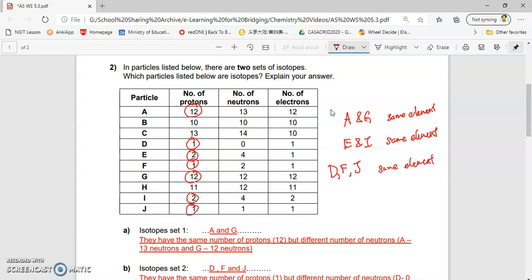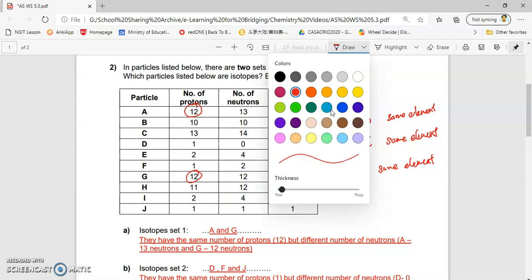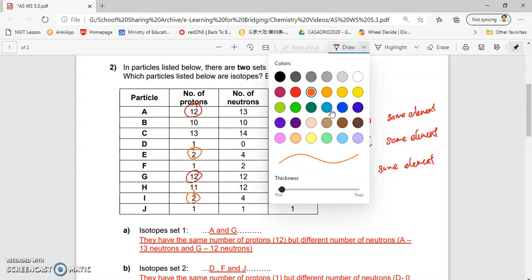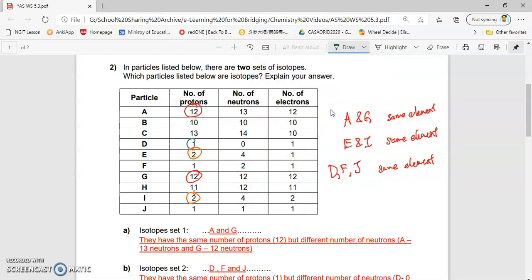Now, for them to be considered as isotopes, do take note, they must have the same number of protons, same number of electrons, but different number of neutrons. Let me just use the same color coding first. For example, A and G both have 12 protons, so I circle in red. E and I is the next set. And the last set I will use green, which is D, F, and J.